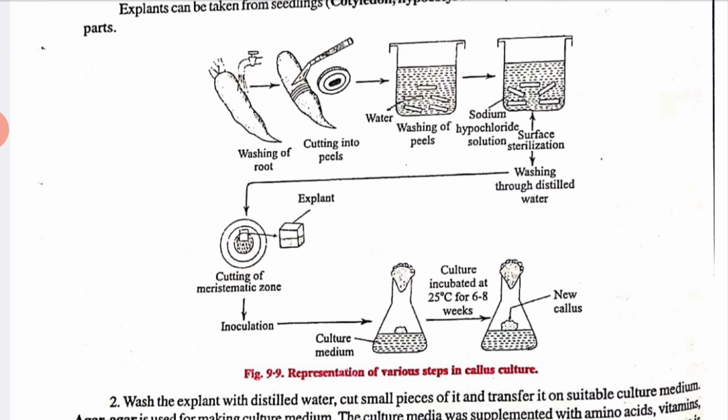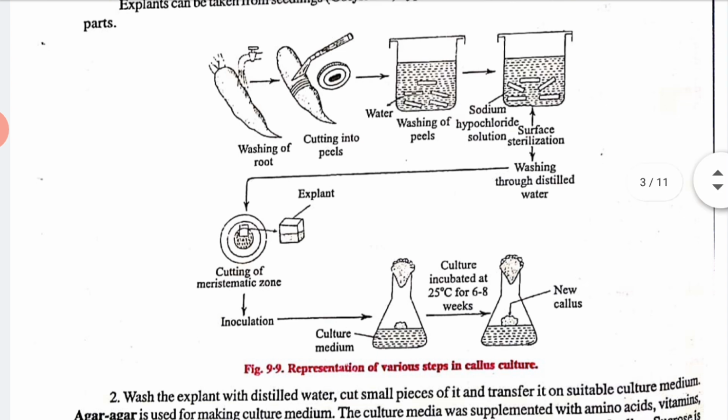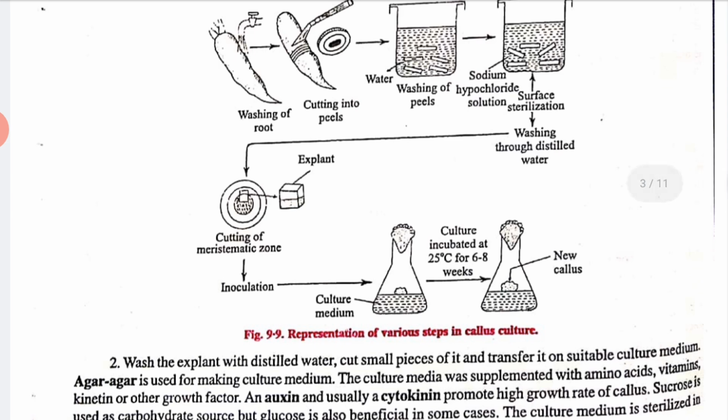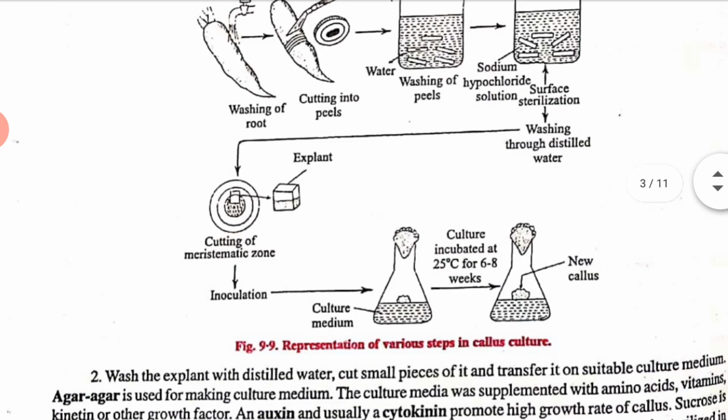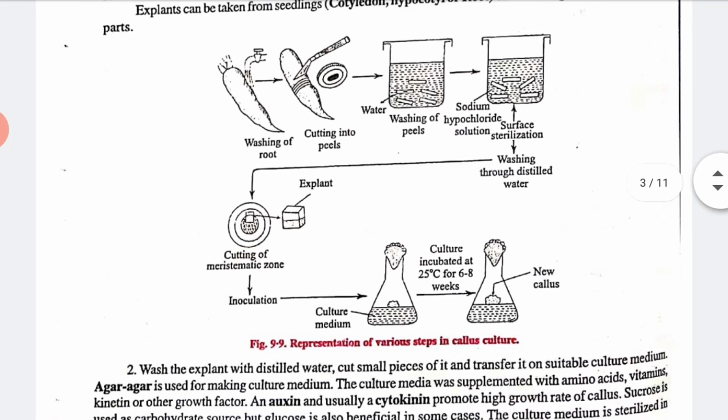So we will keep it for 6 to 8 weeks, and after that time in that peel piece we will find that a new callus is obtained. Here you can see this new callus obtained. So these all are representations of various steps of callus culture. Okay, so this is also a type of culture. So we have significance of callus culture.